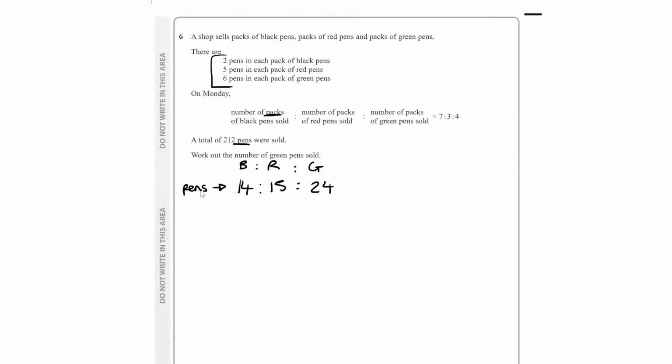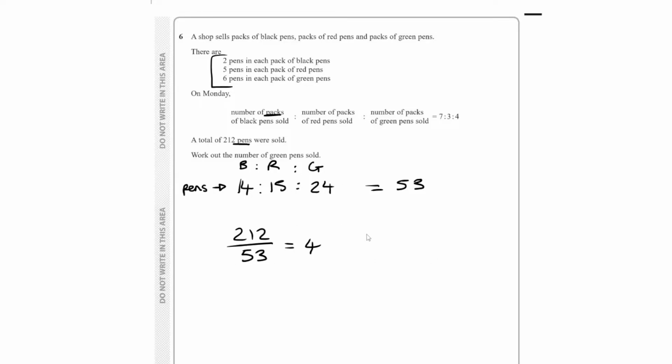Okay, so now we want to share this out with the 212. When you share out a ratio, you add them up. So if we add up 14 and 15, we should get 29. Add 20, 49. Add the 4, 53. However you want to add it up, that adds up to 53. Right? So then 212 divided by 53. This is question 6 and non-calculator, so it's probably going to be a nice number, right? If you divide that, it does actually give you 4.